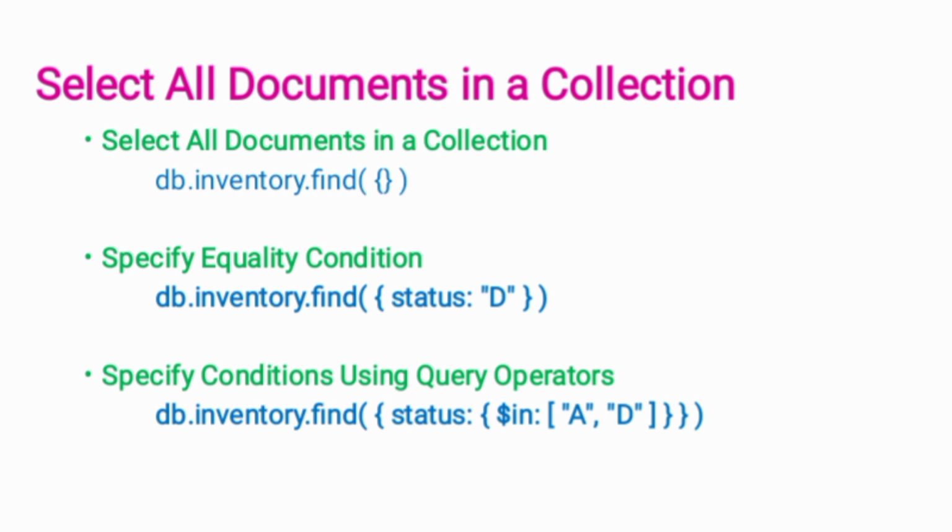The query filter parameter determines the selection criteria. By using the query db.inventory.find, within the parenthesis, there is a pair of curly braces.